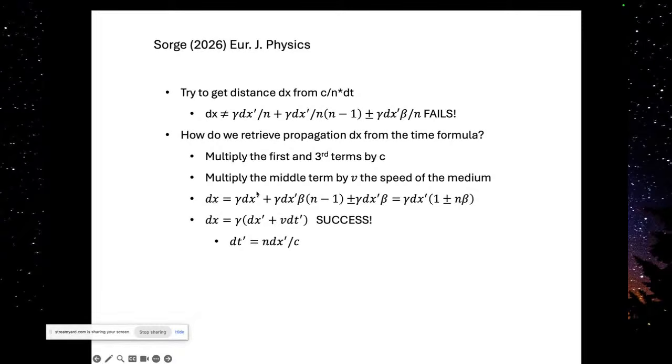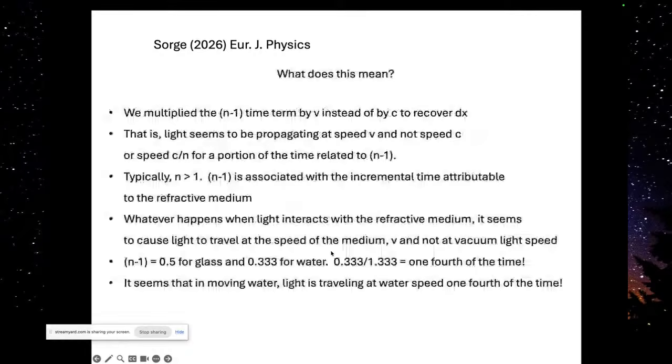And so we get this formula when we multiply the first term by c, the second term by v, the third term by c. We get this outcome, and this turns out to be the Lorentz dx formula. So we've gotten back to the Lorentz distance formula by differentially treating this refractive term, multiplying it by v instead of c. Okay, what does that mean?